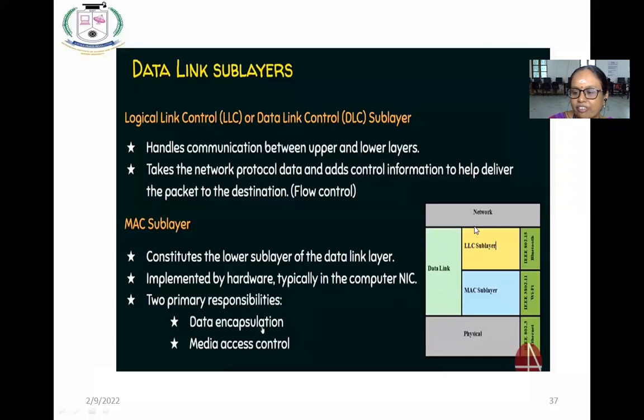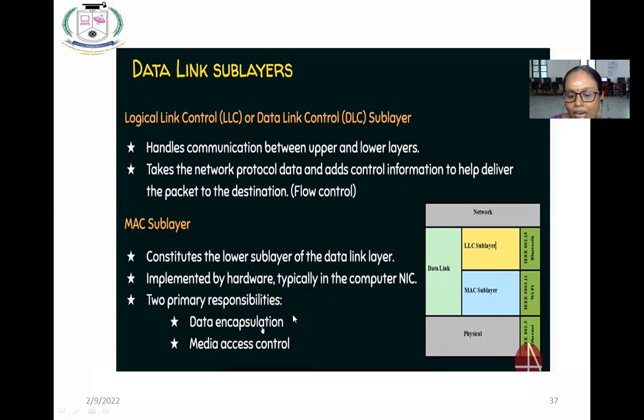It will handle the communication between the upper layers. The data link layer's lower layer is physical and the upper layer is network layer, we all know that. What will this LLC take care of? The data link layer always does flow control and error control. That flow control will be handled by the LLC sublayer. In the data link layer we have two layers, LLC and MAC. In that, the LLC layer will do the flow control, and the MAC layer is mainly related to the hardware, the NIC, the network interface card, which is used with the physical layer.